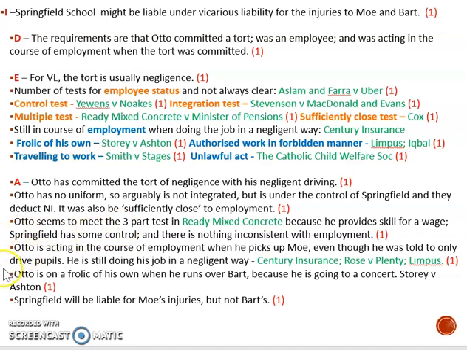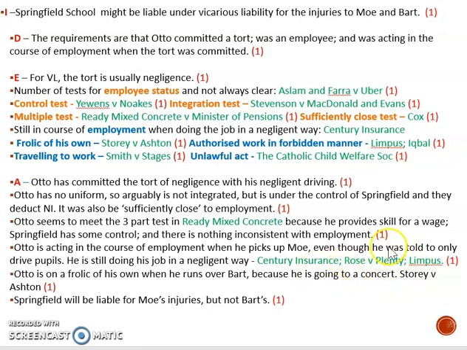I'm now applying course of employment. So I've decided here that Otto's acting in the course of employment when he picks up Mo, even though he was told only to drive pupils. And that's because he's still doing his job, albeit in a negligent way. And you could apply Century Insurance, Rose and Plenty, Limpus, all of those cases support that point. And it'd be useful here to outline what's happened in some of these cases.